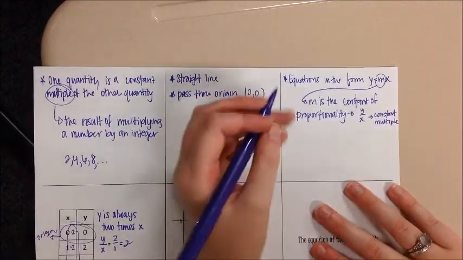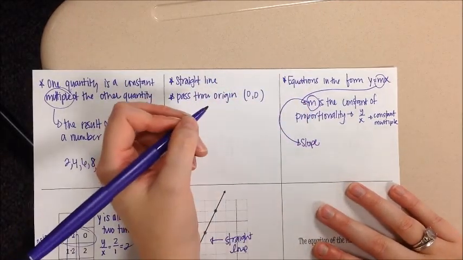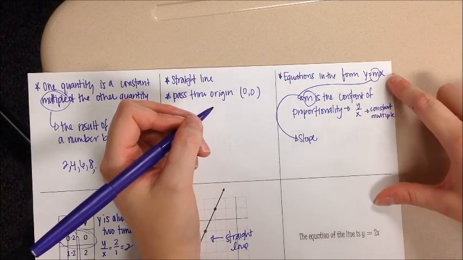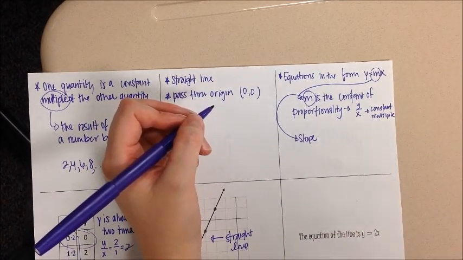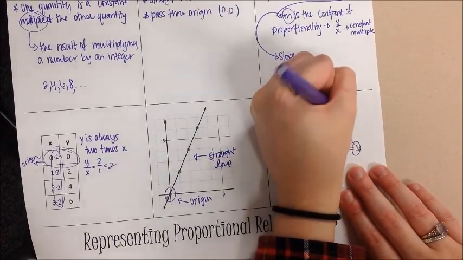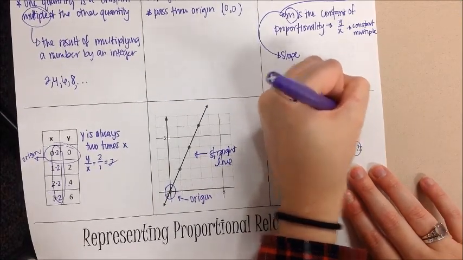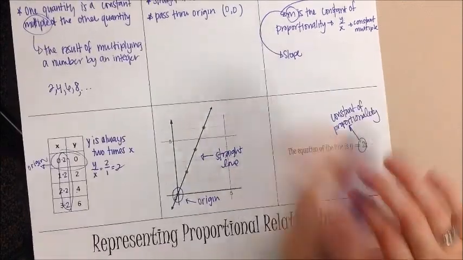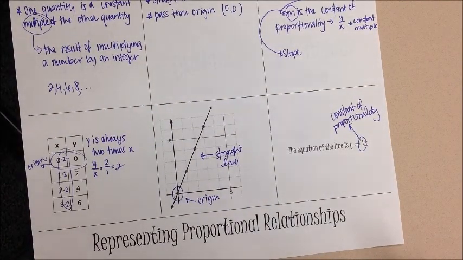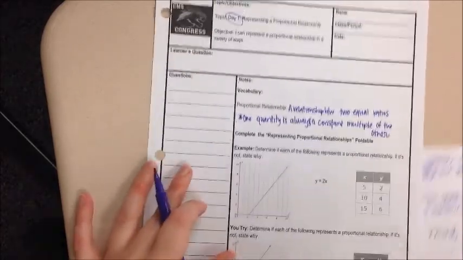Okay. Now, eventually, we will call m slope. And we'll have a little bit different equation, but we'll get to that on a different day. So down here in my equation, that 2 is my constant of proportionality. So now we're going to do some practice identifying if a relationship is proportional or not. We're going to use those qualifications that we wrote on our foldable to decide.